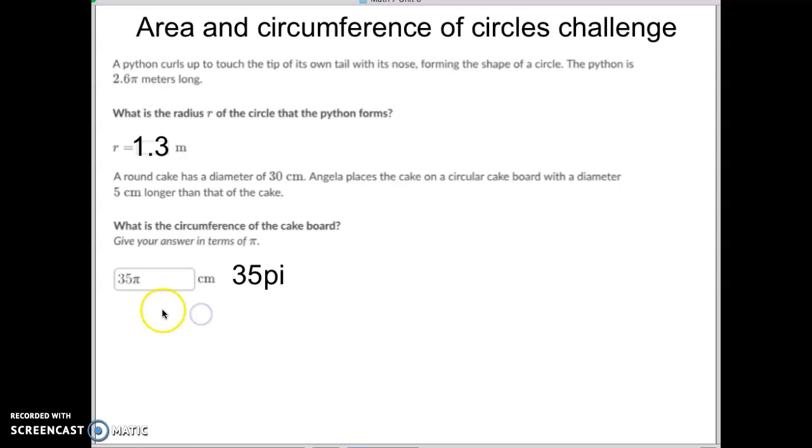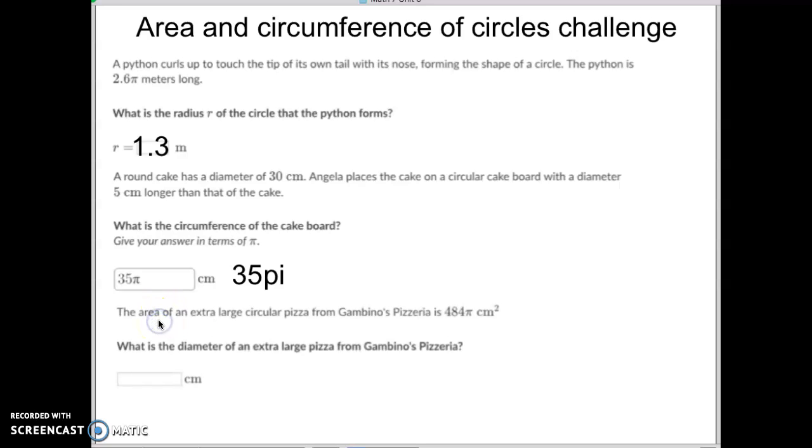Okay, next one. Let's do one more because these are just too easy. Something's got to challenge us here. Hey, we got an area one here now, too.